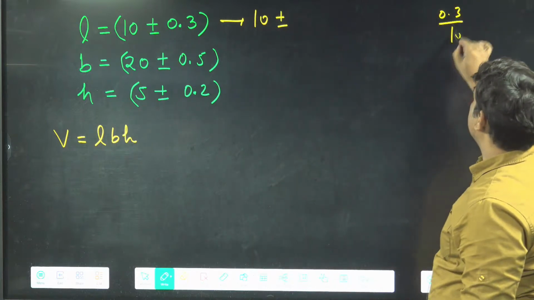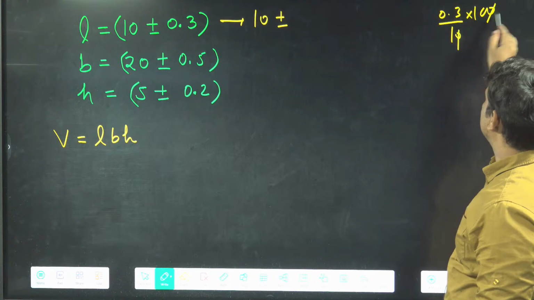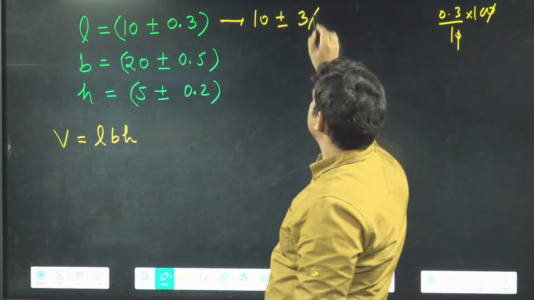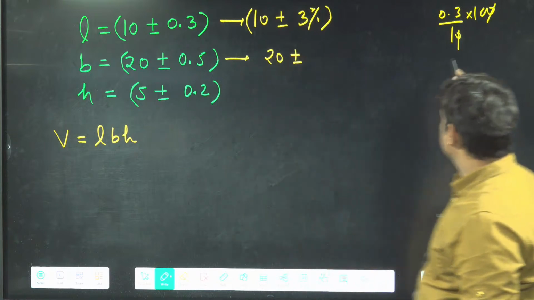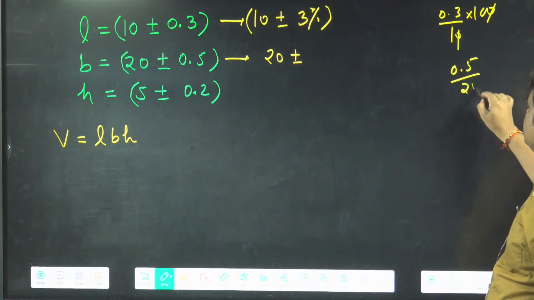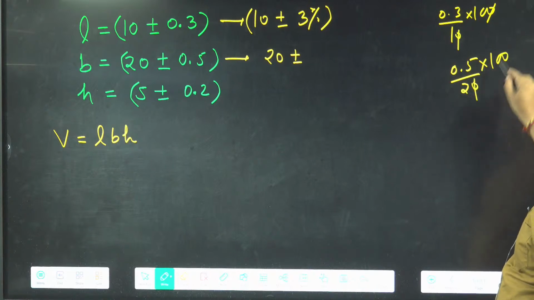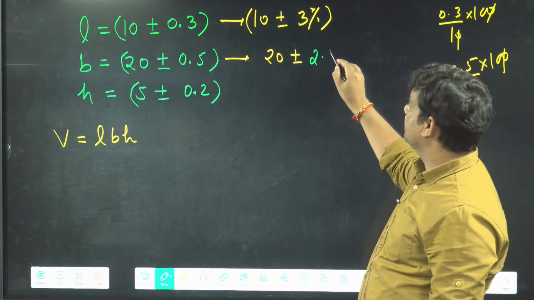0.3 divided by 10 into 100. The 10 cancels, so this one is 3%. This one I can write as 20 plus minus 0.5 divided by 20 into 100. So we can say it cancels. How much will this be? 5 by 2, that is 2.5%.